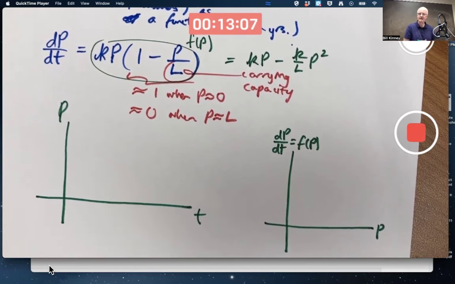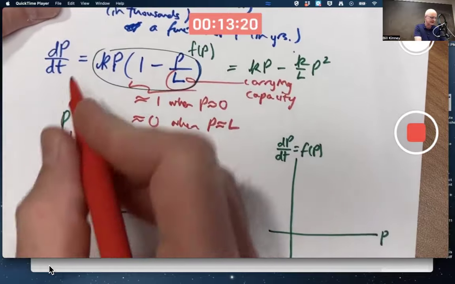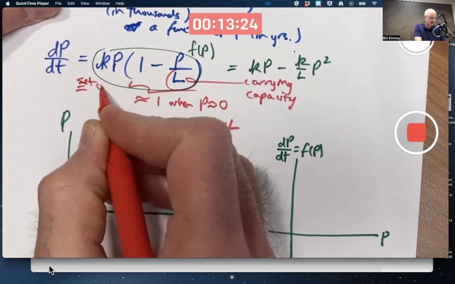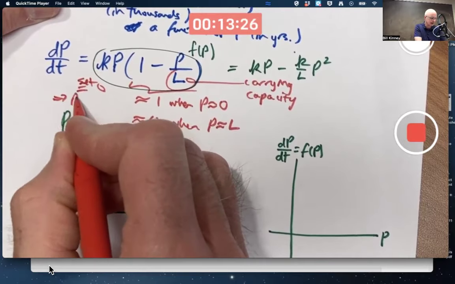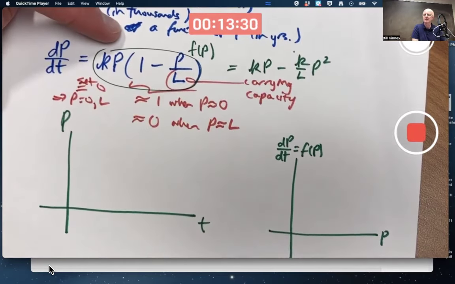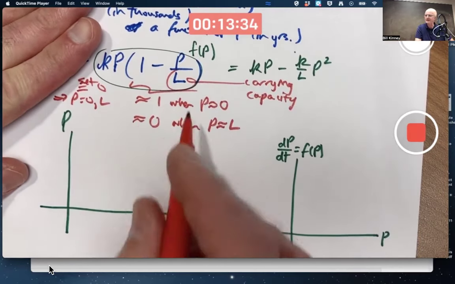Let's just go ahead and think about slopes. Let's start to draw the slope field first. Think about this expression. For example, what values of p will make this 0? If I set this equal to 0 and solve for p, what do I get? I get p equals 0 or p equals L. The two values of p that make that 0. Sort of just focusing on the right-hand side here.